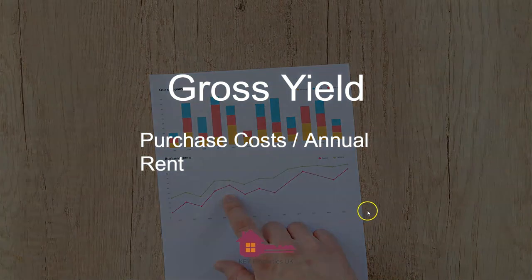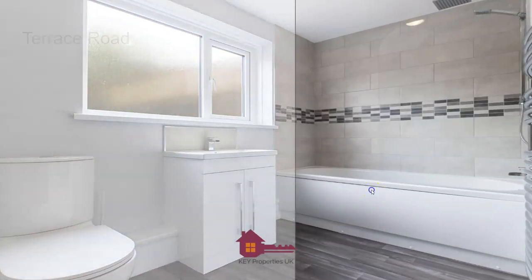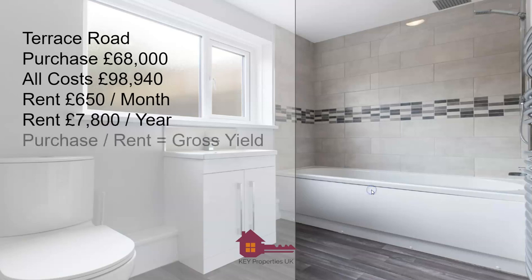Gross yield is the purchase cost divided by the annual rent. So here we're back at Terrace Road in the bathroom. Purchase 68,000, all costs 98,940. Rent £650 a month, or £7,800 a year. The purchase price divided by the rent equals the gross yield, which was 7.88%. So the gross yield on this, 7.88%.